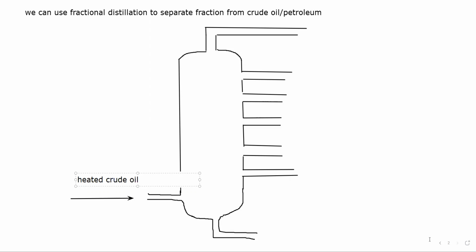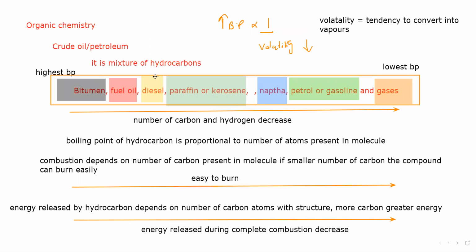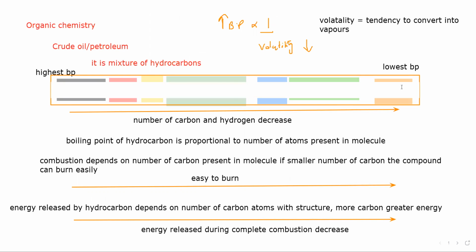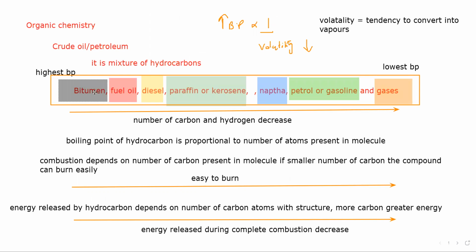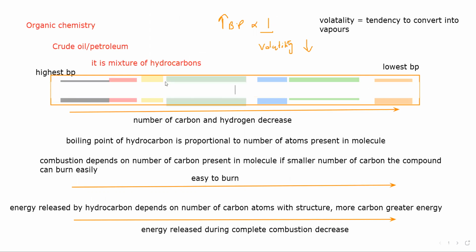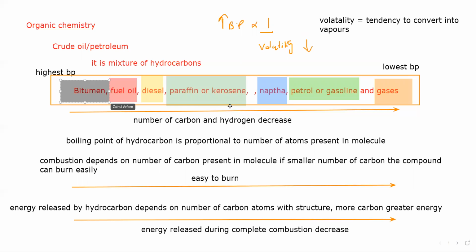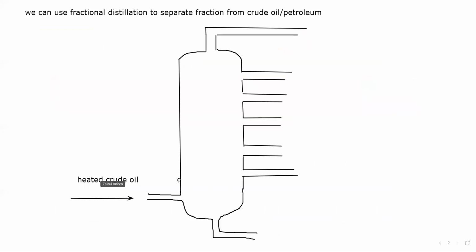The fractions which are present in the crude oil are bitumen, fuel oil, diesel, paraffin or kerosene, naphtha, petrol or gasoline, and refinery gases. So we add superheated crude oil at around 350 degrees centigrade or more, about 350 to 400 degrees centigrade.